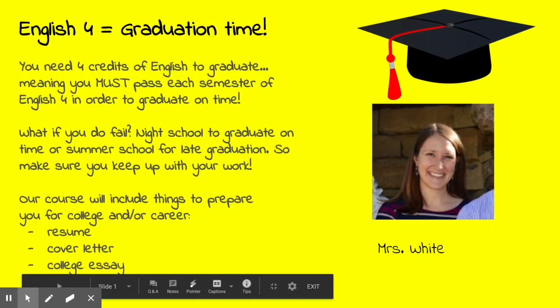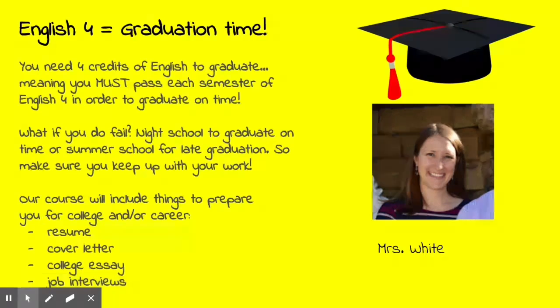Hi, I'm Mrs. White, and I'm another one of your English 4 teachers. So, English 4 means graduation time. English and math are the only courses that you need 4 credits of. So that means this year is very, very important if you want to graduate on time with your class. You must pass each semester of English 4 in order to graduate on time. And hopefully COVID will be over by your graduation time and you can walk that stage and have a real graduation. So you want to make sure you stay the course.